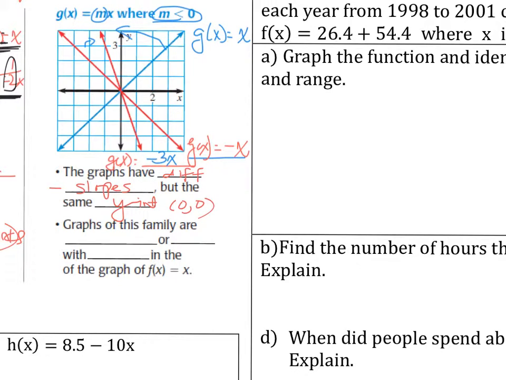Graphs of this family are again vertical stretches or shrinks with reflections in the x-axis of the graph, in this case g of x equal to x.